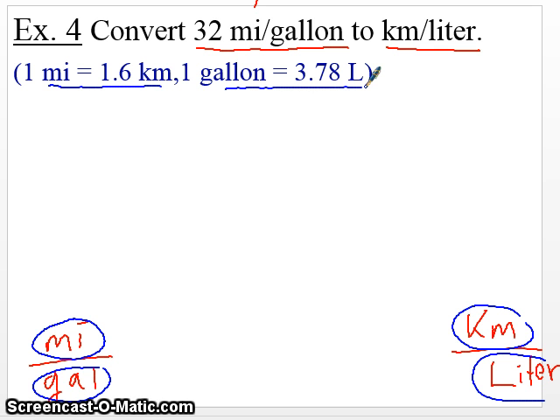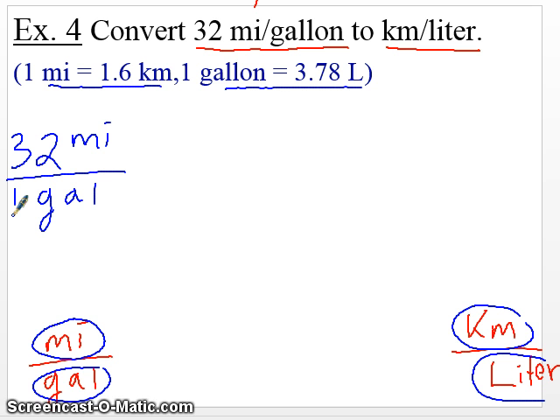The setup will be the same. The only thing to watch for is that the bottom will cancel with the top and the top with the bottom. Let me show you what this would look like. You always still write the number that you're beginning with, which is 32, and I'll write it as miles, and then divide the whole thing by gallon. Really it's miles per 1 gallon. Oftentimes, whatever per, just put a 1 there. So 32 miles per gallon.